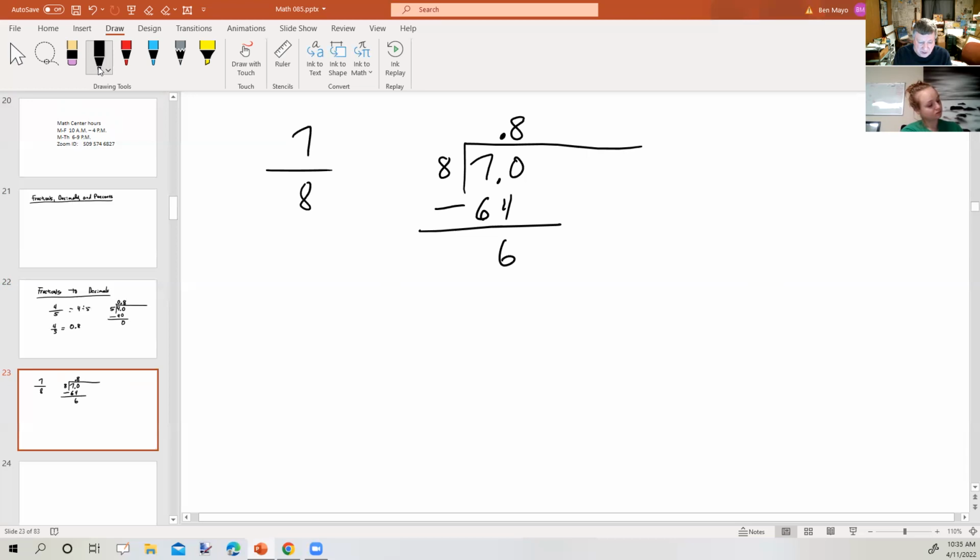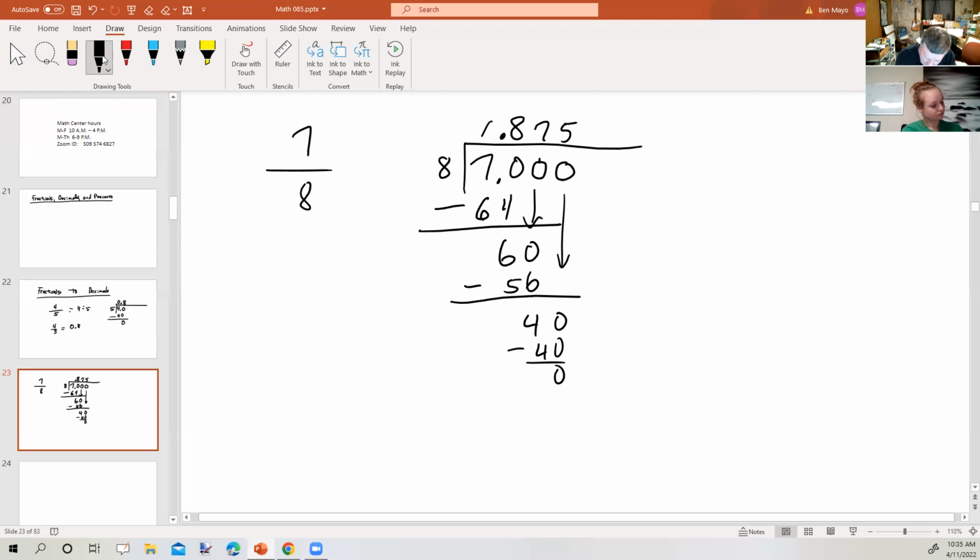Okay, 8 doesn't go into 6, so that means we've done it correctly because we want this to be smaller than that, right? Okay, so now I'm going to add another 0 and bring it down. 8 goes into 60. Well, 8 times 8 was 64. That's too big. 8 times 7 is 56. So we're going to subtract that. 60 minus 56 is 4, but 8 doesn't go into 4 and it doesn't come out exact, so we'll add another 0 and bring it down. 8 goes into 40 exactly 5 times. So there's our answer. So 7/8 equals 0.875 as a decimal number. Any questions about this example?